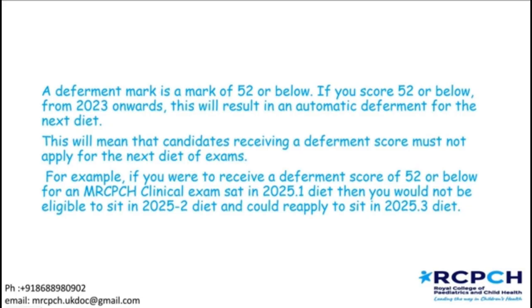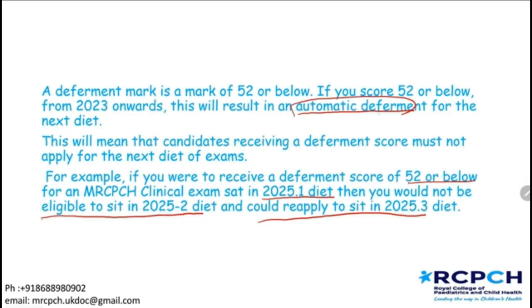Suppose a candidate gets marks of 52 or below, then this will result in automatic deferment for the next diet. So it means that, for example, if you were to receive a deferment score of 52 or below for the 2025 Diet 1 exam, then you will not be eligible to sit in 2025 Diet 2, but can reapply to sit in 2025 Diet 3. This is called automatic deferment.